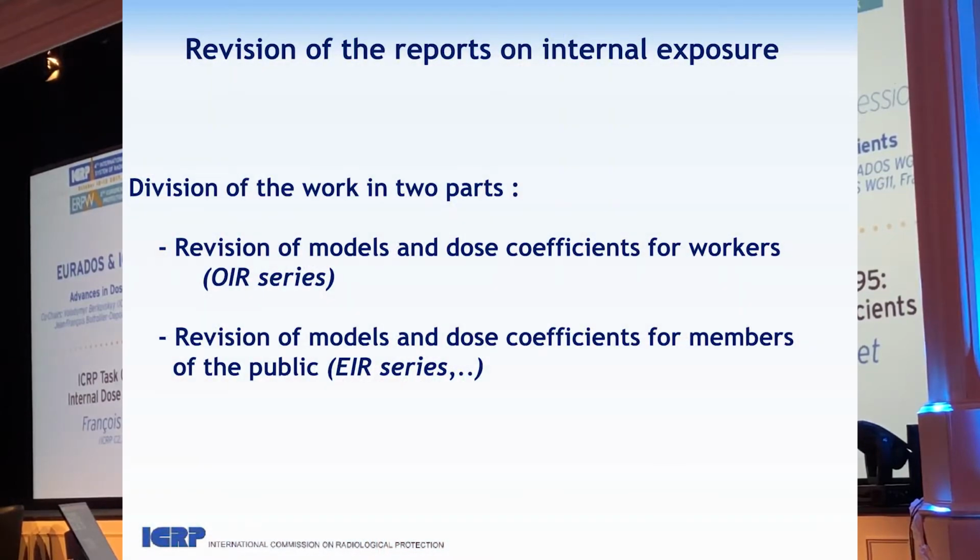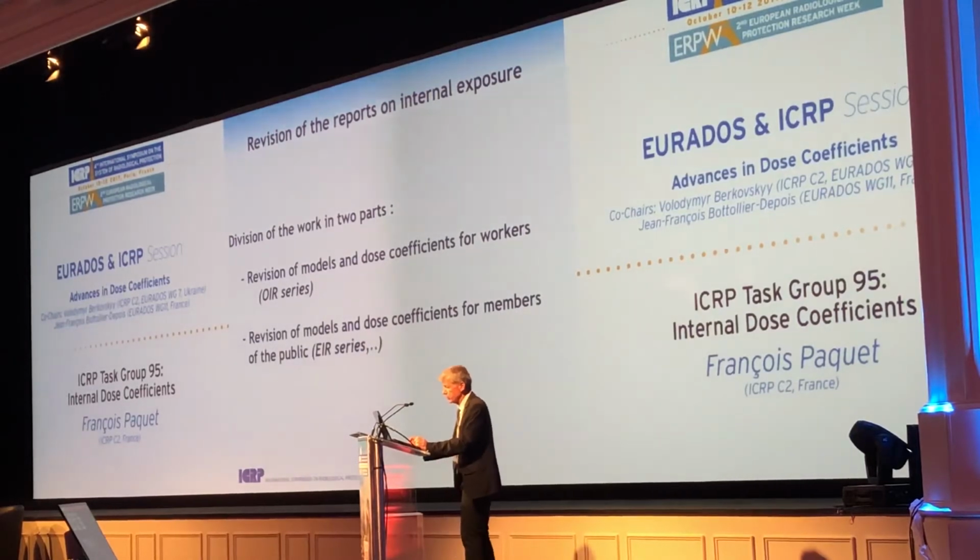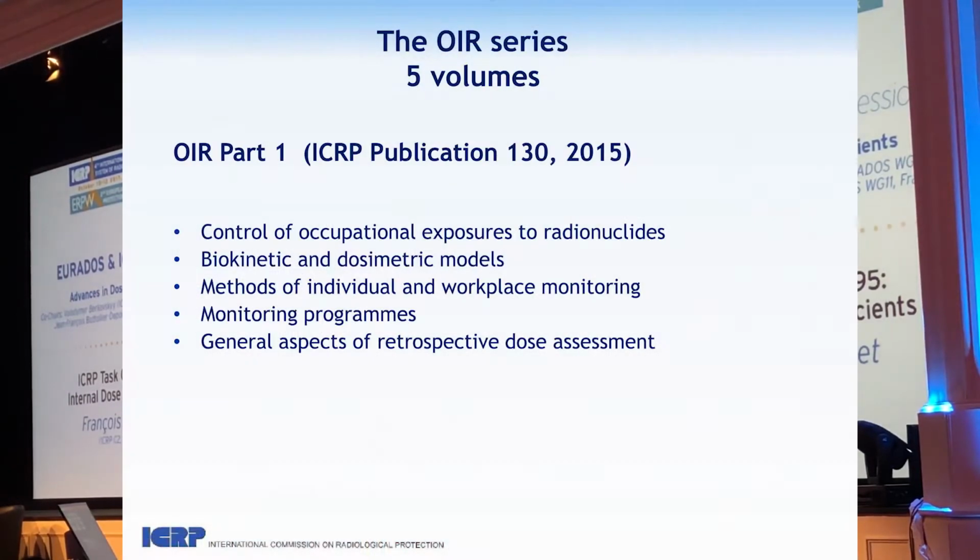So the work we have done is divided in two parts. We have one part which is called OIR, for Occupational Intake of Radionuclides, which corresponds to a revision of models and dose coefficients for workers, and the second part, which is EIR, for Environmental Intake of Radionuclides, which is about the revision of models and dose coefficients for members of the public.